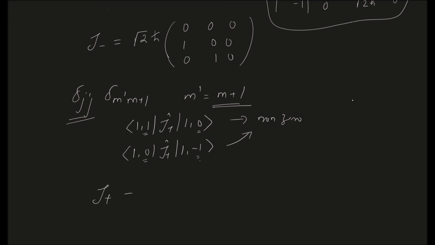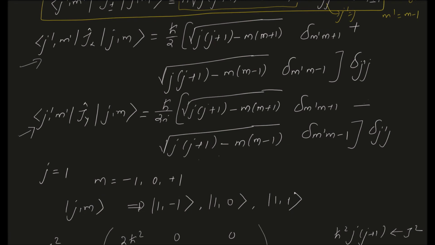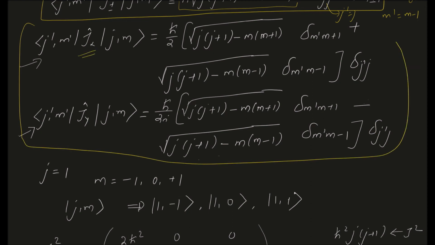So you can write for j plus, it is given by square root of 2 into h cross, 0 1 0, 0 0 1, 0 0 0. So this is the matrix for the j plus operator. Now the matrices for jx and jy can be obtained from these two expressions. For example, for the case of jx, you can see that we have two delta conditions, delta m prime m plus 1 and delta m prime m minus 1. So whenever these two conditions are satisfied, we will be having non-zero elements along with this condition, and for the particular example that we are considering here, this is always satisfied. The same is the case with the jy matrix. Whenever these two conditions are satisfied, you will get non-zero elements, and this is always satisfied.